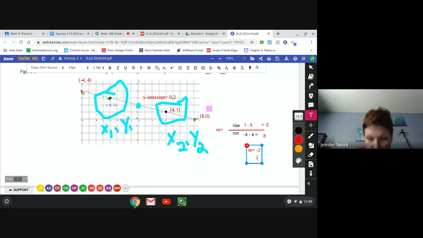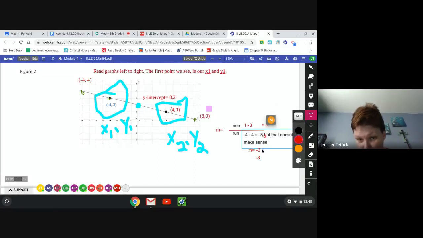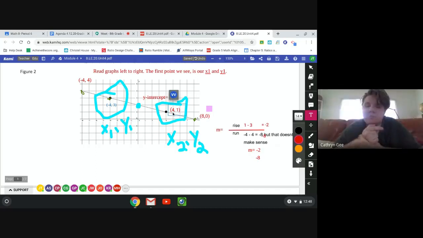What happens when I divide two negatives? It becomes... Yes, it does make sense. Oh, so you have to divide by 2. So you'd have to split it in half because they're not.